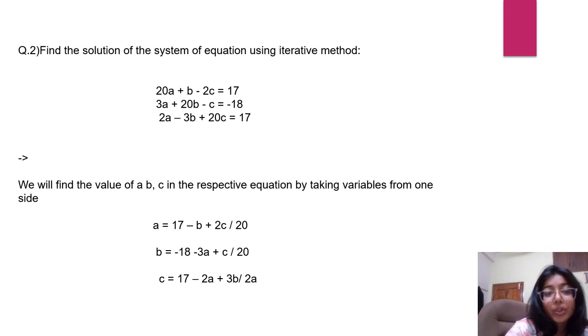So let's move on to question number 2. Find the solution of the system of given equations using the iterative method. We are given here three equations: 20a plus b minus 2c equal to 17, 3a plus 20b minus c equal to minus 18, and 2a minus 3b plus 20c equal to 17. Now what we do is we find the value of a, b, c in the respective equation. Here a is 17 minus b plus 2c whole upon 20, b is minus 18 minus 3a plus c whole upon 20, and c is 17 minus 2a plus 3b upon 20.